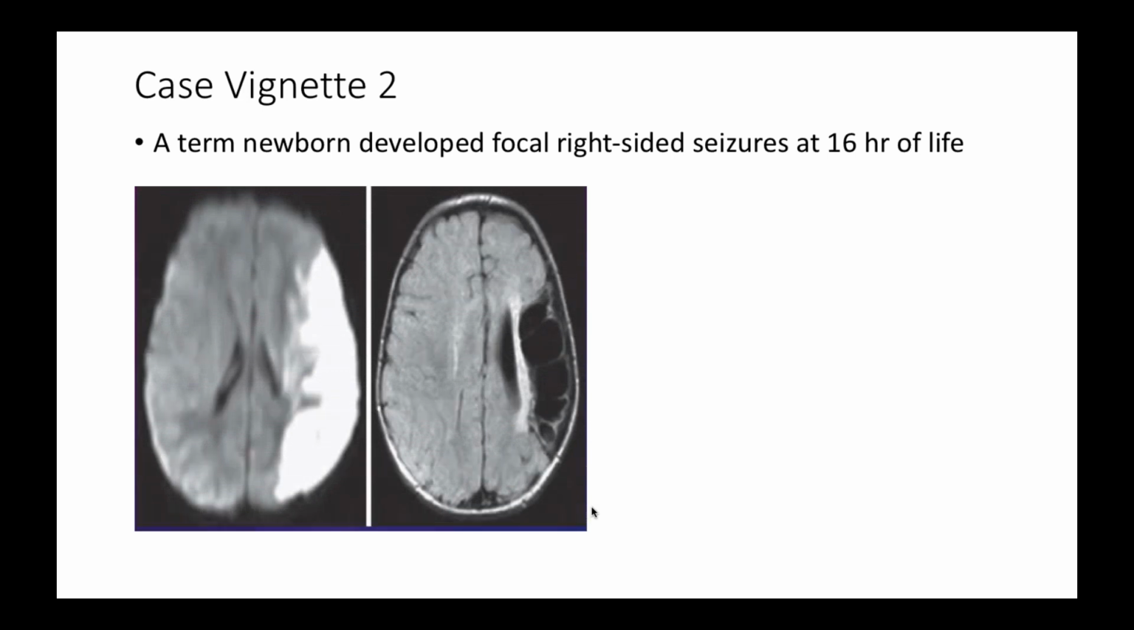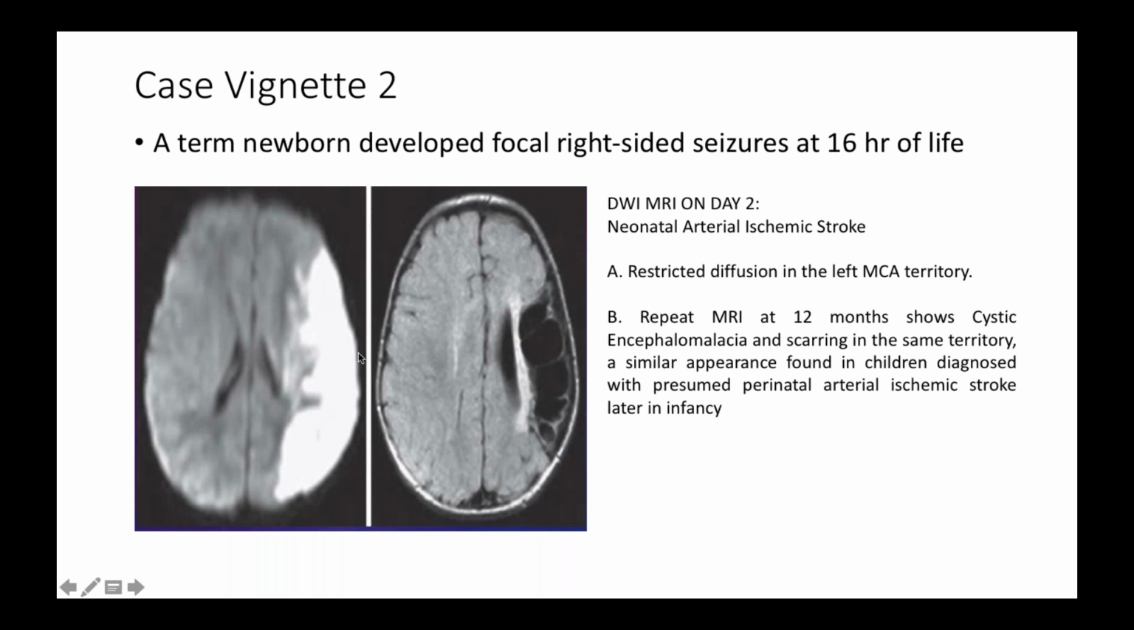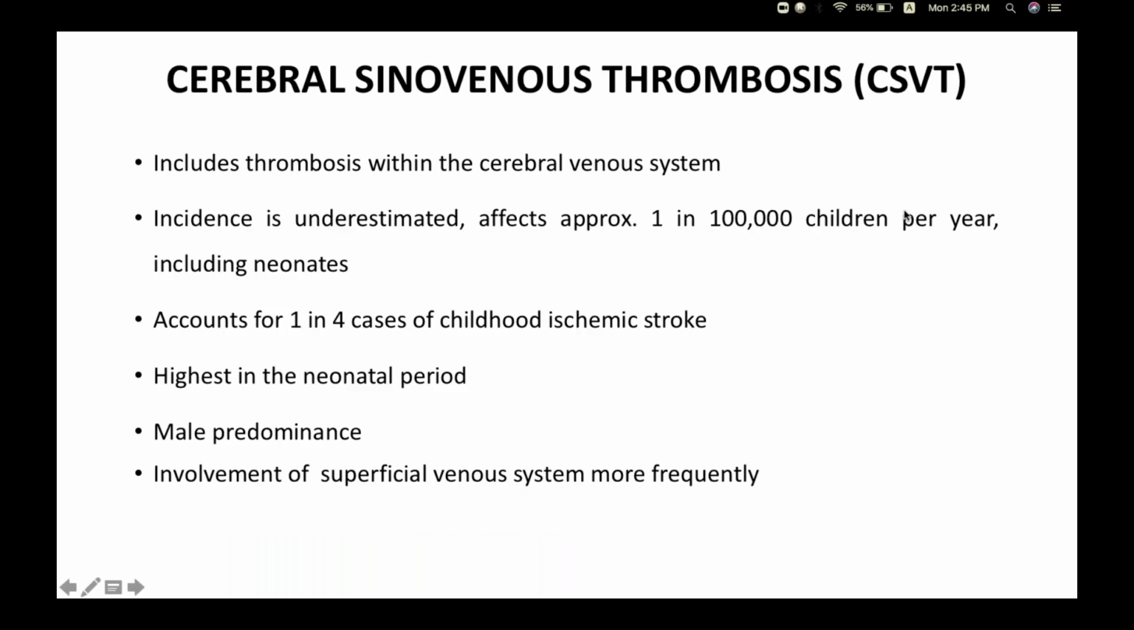This is the diffusion weighted image on day 2 of the illness, where a neonatal arterial ischemic stroke is being identified. There is a restriction of the diffusion in left MCA territory, and after 12 months you can see cystic encephalomalacia. So cysts are formed and the scarring is there in the same territory, so you can see this scarring also. And this child will present with hemiparesis or hemiplegic CP. Okay, any questions till now? Yes, so NCCT is the first thing.